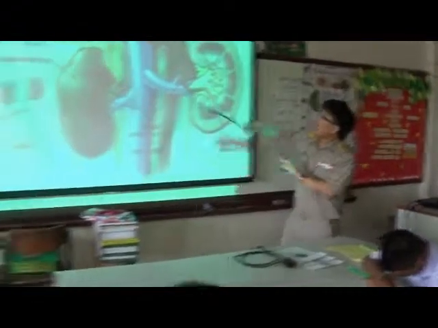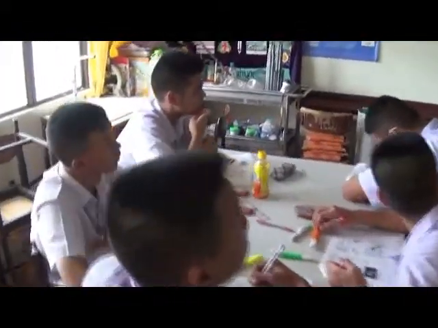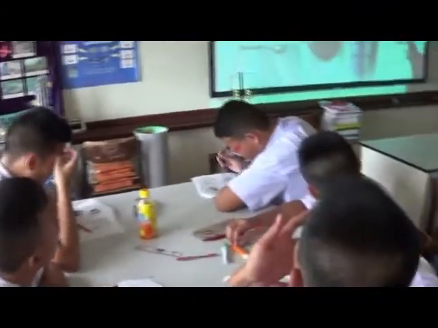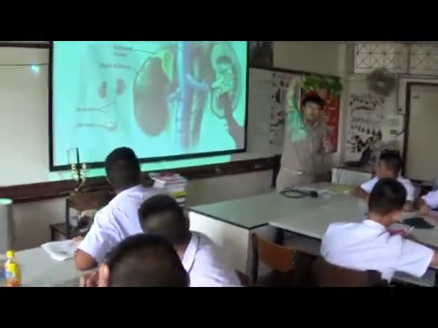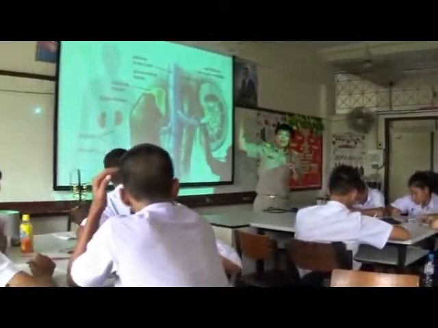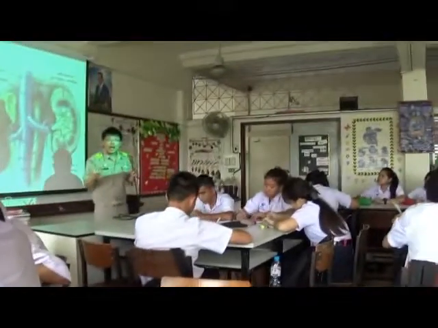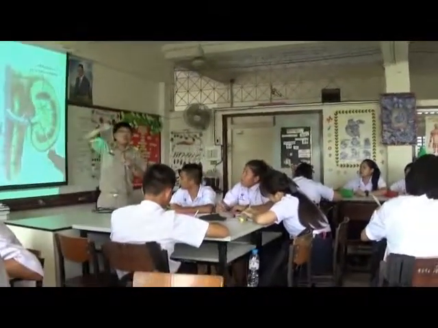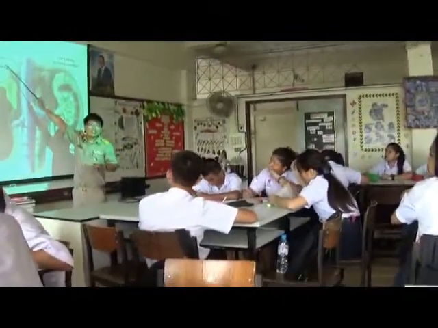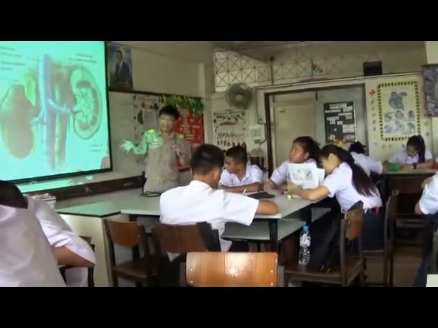Extract urine. And the vena cava goes out of kidney to heart. Very good. Out of kidney to heart. Because it has high carbon dioxide or high oxygen? High carbon dioxide. High carbon dioxide, very good.